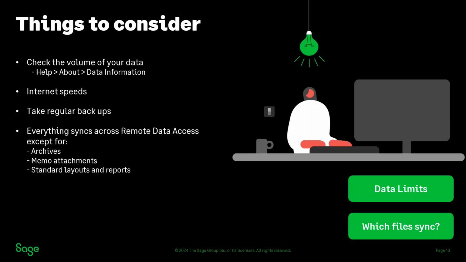You want to make sure that you're checking those internet speeds at each individual site. And lastly, the majority of your data will sync, but there are a few things that don't, such as archives, memo attachments, and your standard layouts, as everyone will have a copy of those as standard. However, if you have renamed customized layouts or reports that are the same as the standard or default, such as the goods delivery note, then it will not sync, as it will have to be shared manually.